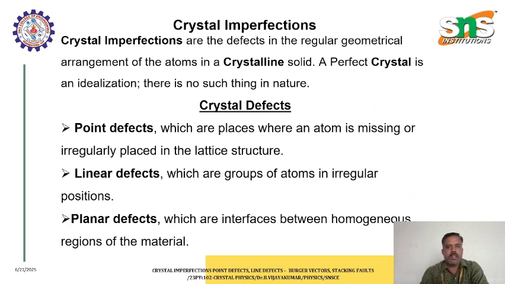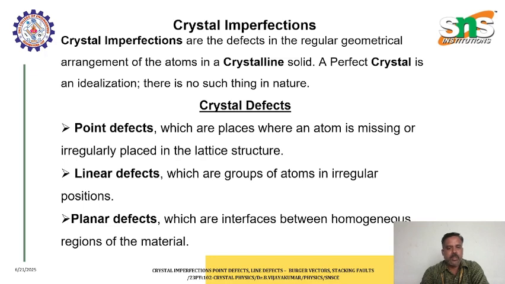First of all, what is a crystal imperfection? The crystal imperfection we call a defect of the crystal. The defect is an irregular geometrical arrangement of the atoms in a crystalline solid. A perfect crystal is an idealization. There is no such thing in nature.